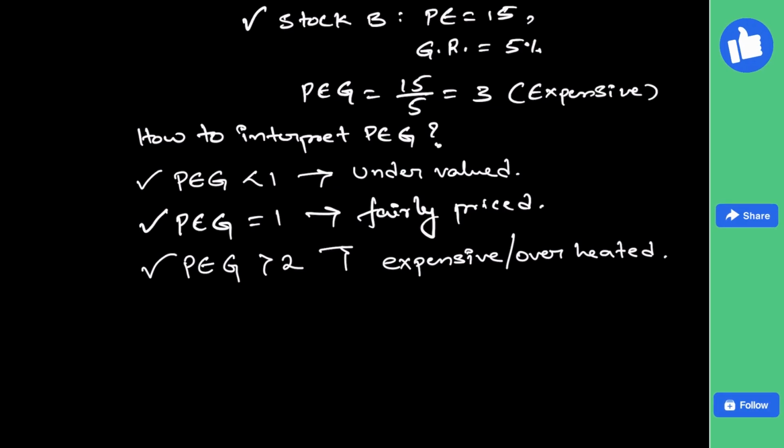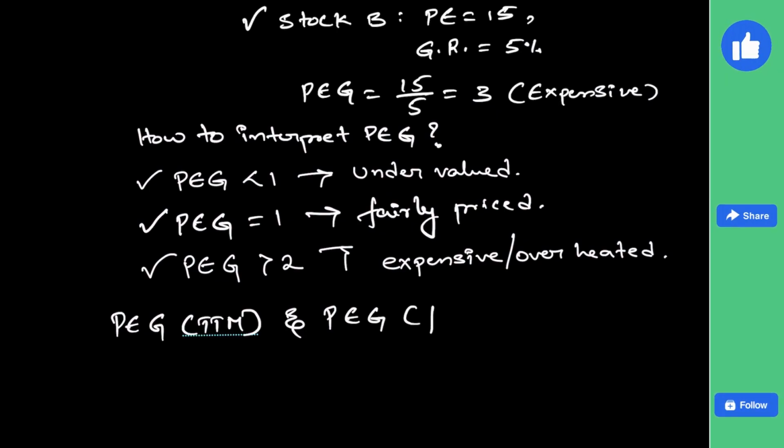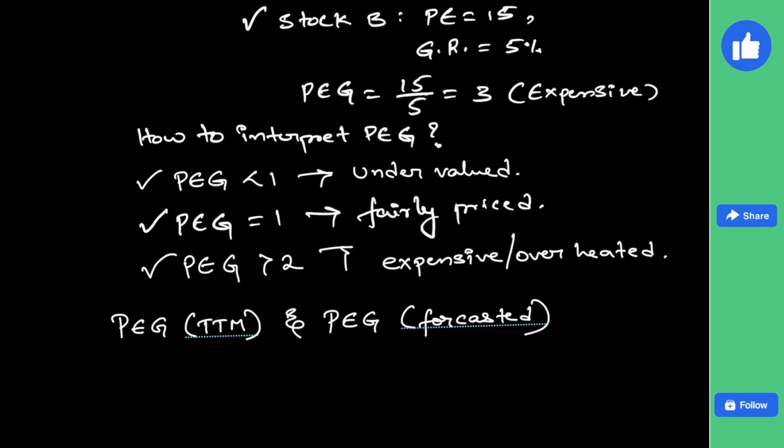Also, there is a difference between PEG TTM and PEG forecasted. One should have a clear perspective before investing. PEG TTM uses the actual growth rate, PE adjusted to the growth rate for the last 12 months, and gives you whether the company reached the expectations. PEG forecasted will tell you whether the growth rate will accelerate or decelerate.